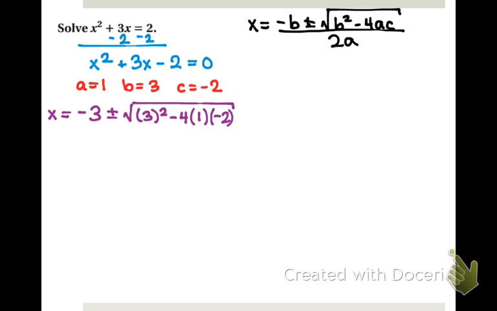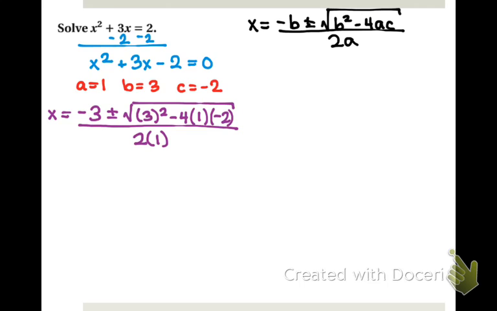And make sure that you draw your square root all the way to the end so you don't forget to keep all of that underneath there. And then all of that gets divided by 2 times A, which is 1. So here's the order that I always work through everything in.